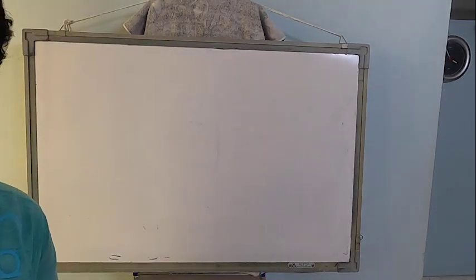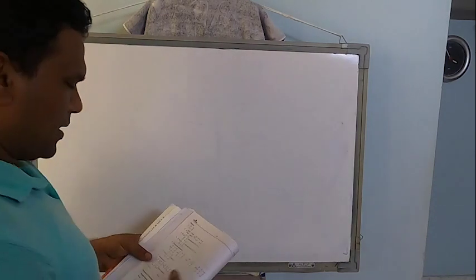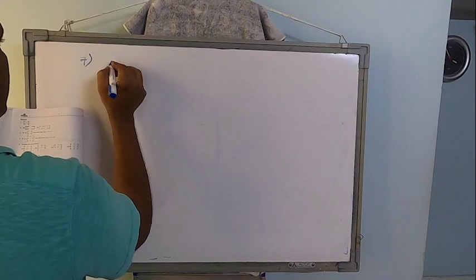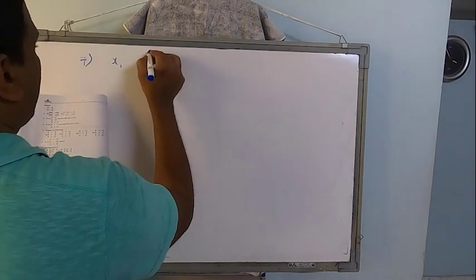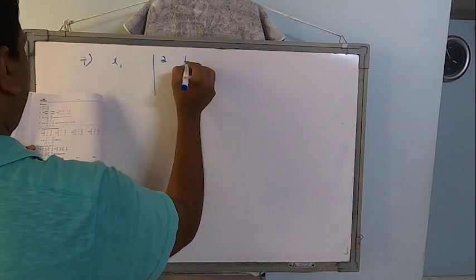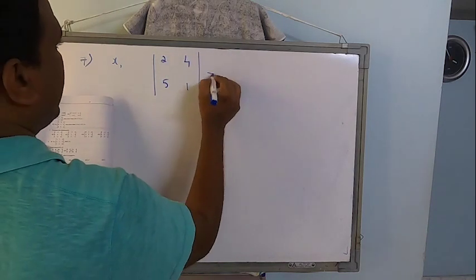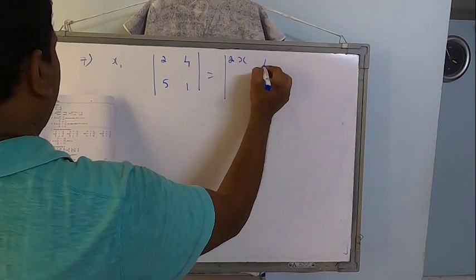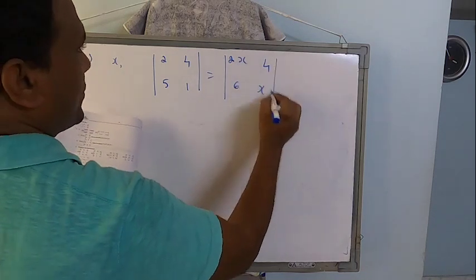Okay, so let's move on. Problem number 6 is over. Let's move to the next, problem number 7. So what is given? It is a problem of finding x. Under that there are two. The first one is determinant 2, 4, 5, 1 equal to determinant 2x, 4, 6x.